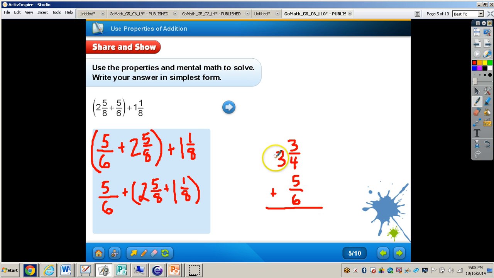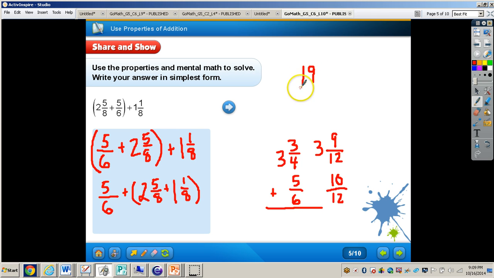Okay, so what I will need to do is find a common denominator, and I know 4 and 6 both go into 12. So 12 is going to be my common denominator. What did I do to 4 to make it a 12? I multiplied by 3. So therefore I have to multiply my numerator by 3. Same for 6. I multiplied that by 2. Therefore I have to multiply my numerator by 2 as well. Now I have 9/12 plus 10/12. That's going to give me 19/12.